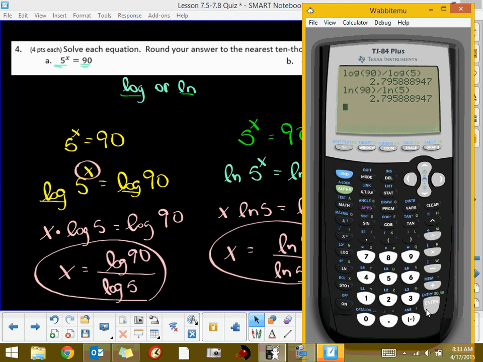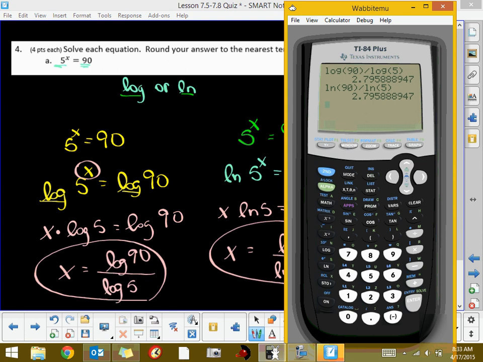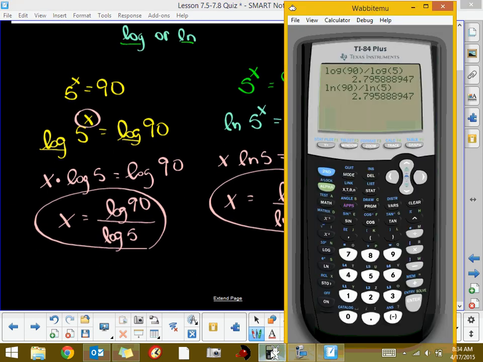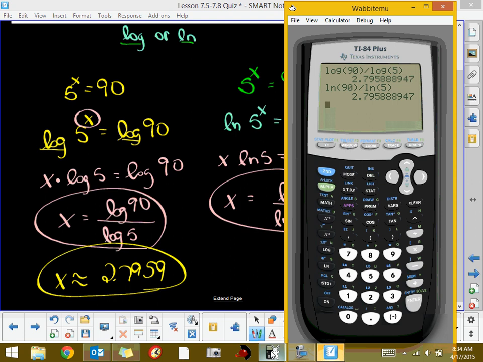It doesn't matter. We want to take your final answer and round it to the nearest 10,000th, so that is the 4th decimal place. That means x is going to be approximately 2.7959. And that's our goal, to get to that final form.